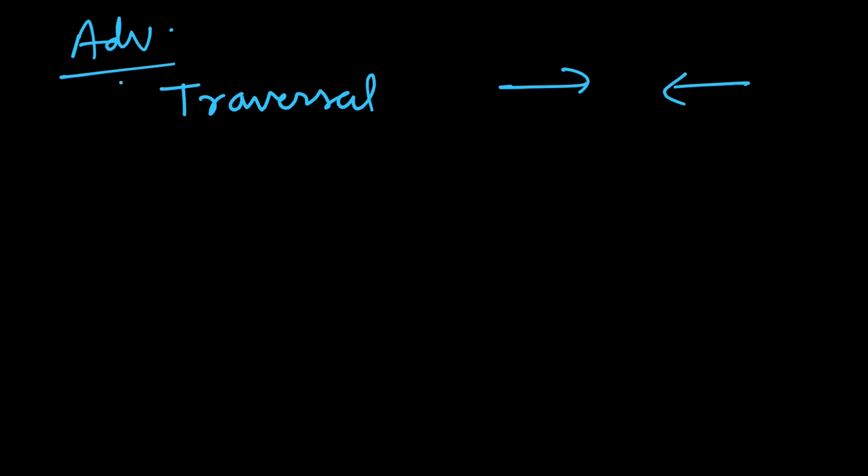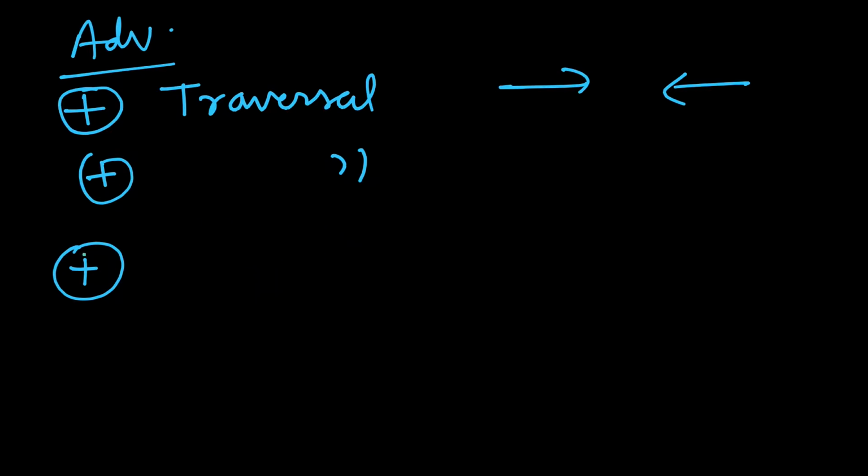What are the other advantages? So the first advantage was traversal in forward direction as well as backward direction. Then the next advantage is that given a node, we can find the previous as well as next. So this is the same as the earlier.